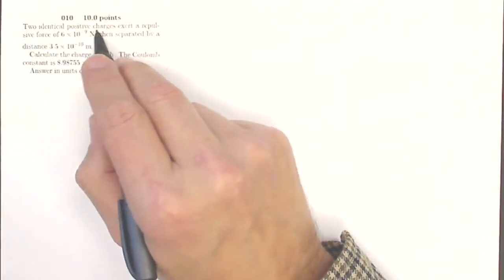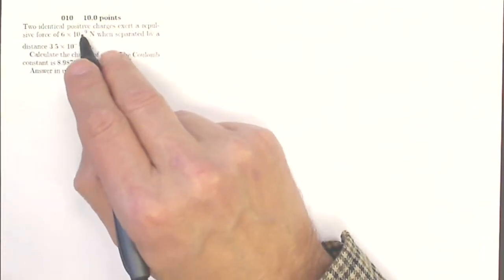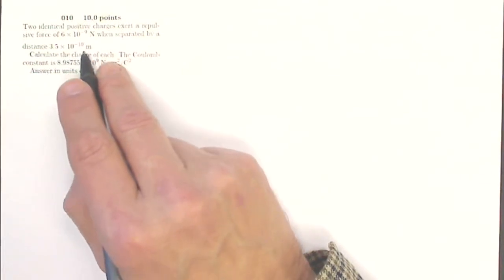This is Mr. Beck Does Your Homework, homework number 19, question number 10. Two identical positive charges exert a force of 6 times 10 to the minus 9th newtons when separated by a distance of 3.5 times 10 to the minus 10th meters. Calculate the charge of each.